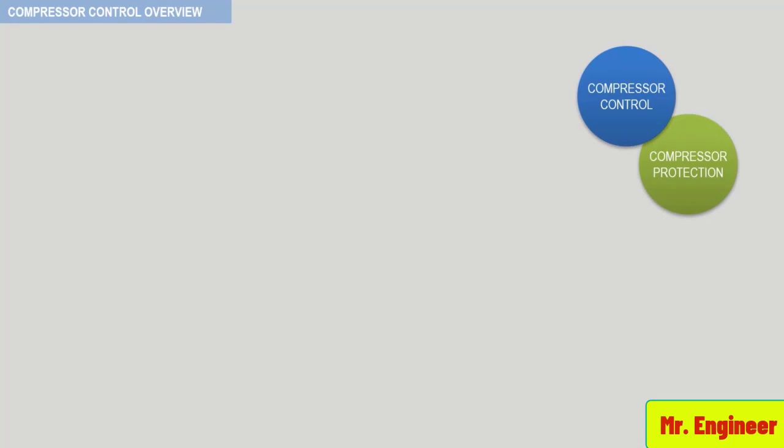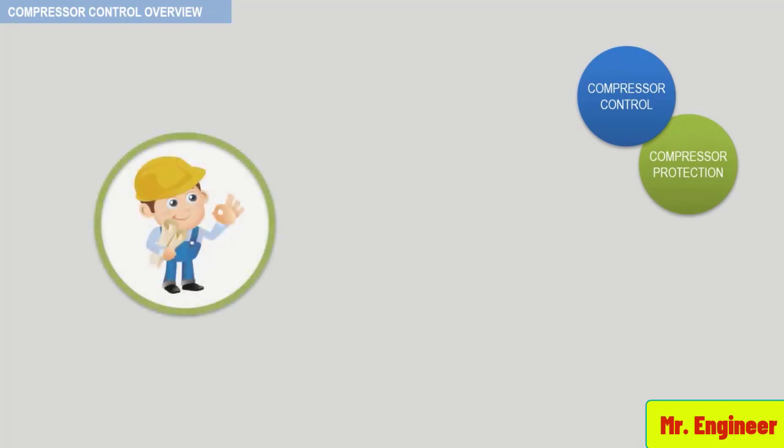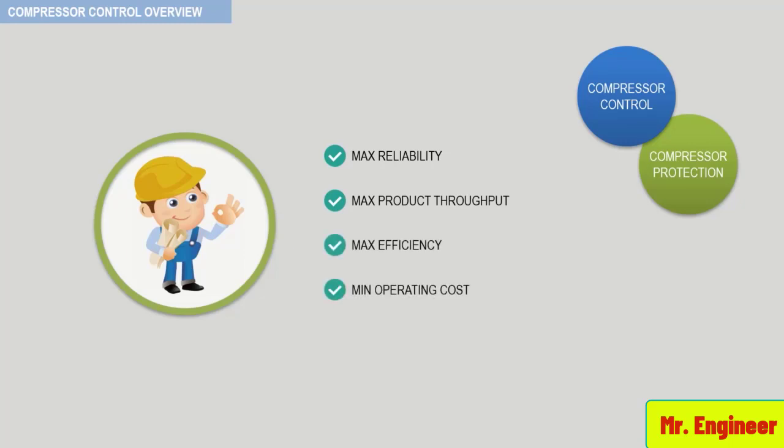So far, we have discussed dynamic compressor operation in the uncontrolled state, that is, without any automatic process control or protection in the system. Having discussed those factors involved in compressor performance, design, and operation, we will now overview both compressor control and protection. As previously discussed, the objectives of any compressor end user, or in other words, your objectives, are to purchase and operate a compressor with maximum reliability, maximum product throughput, maximum efficiency, at a minimum operating cost.